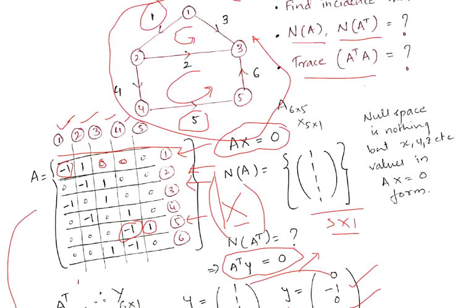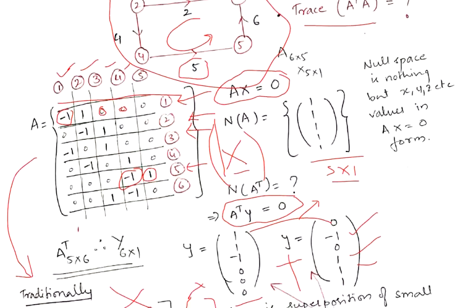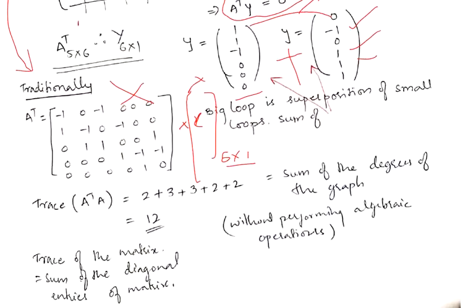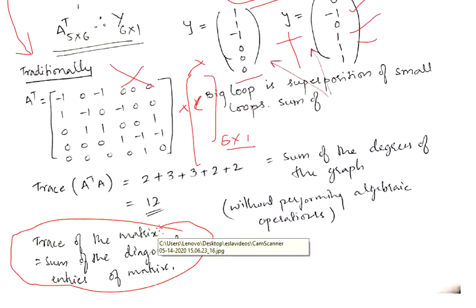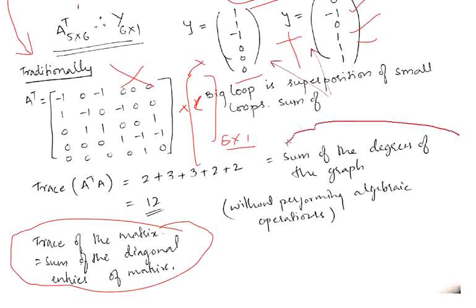Coming to the third part, find the trace of A transpose A. This is nothing but the sum of the degrees of the graph. Traditionally you can multiply the A transpose and A matrices, get the values, find the diagonal elements, then add them. The trace of a matrix is nothing but the sum of the diagonal entries of the matrix. But in a graph you need not do that. You just need to add the sum of the degrees of the graph.